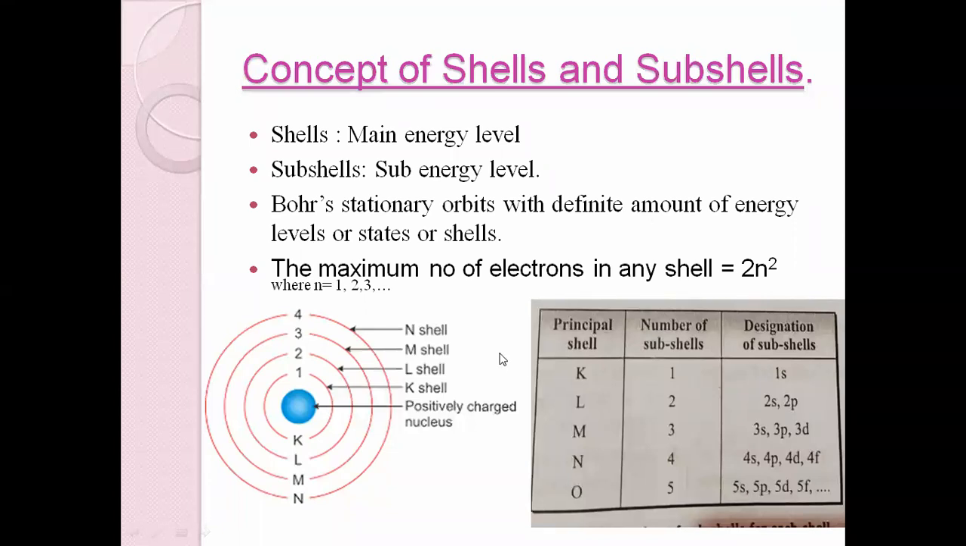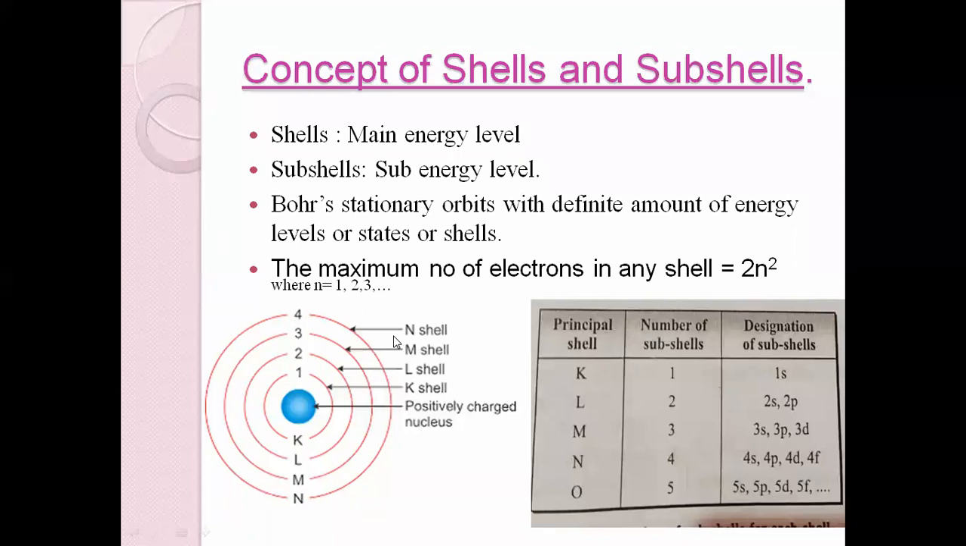So once again, we will go back to the concept of shells and subshells where we learned about this K, L, M, N, O. These are the main shells. These main shells consist of sub energy levels or sub shells.